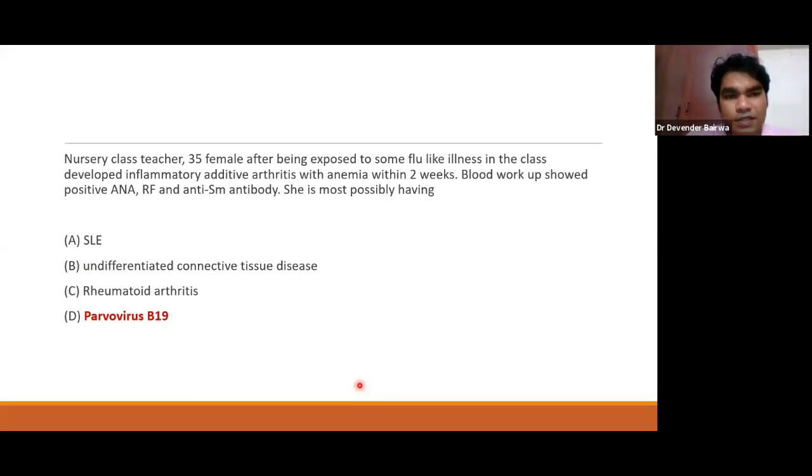Then the nursery class teacher, who is exposed to young kids and to some flu-like illness. Mostly these children were having a parvovirus B19 outbreak. We know that parvovirus B19 can lead to false positive ANA and false positive RF antibodies. So why are we taking parvovirus B19 here? Because the history is very short and there are no other telltale signs of SLE. So mostly it is parvovirus B19. I hope I don't need to explain why we are not considering UCTD in our area.